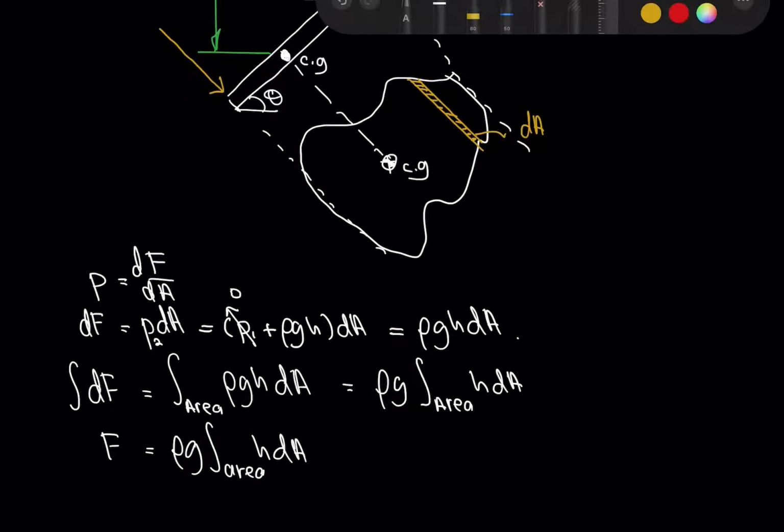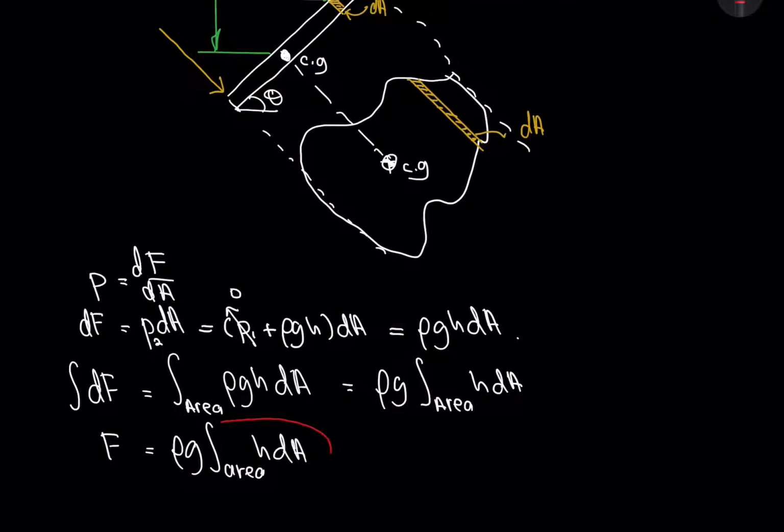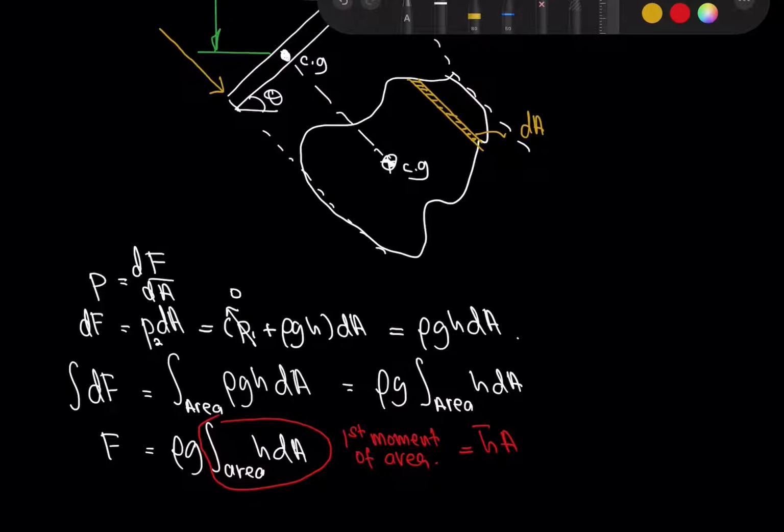By the way, if you want to know the magnitude, rho g integral over area of h dA, the mathematicians have done this integration. The integral of h dA, they call it the first moment of an area. First moment of area is equal to h bar times A.